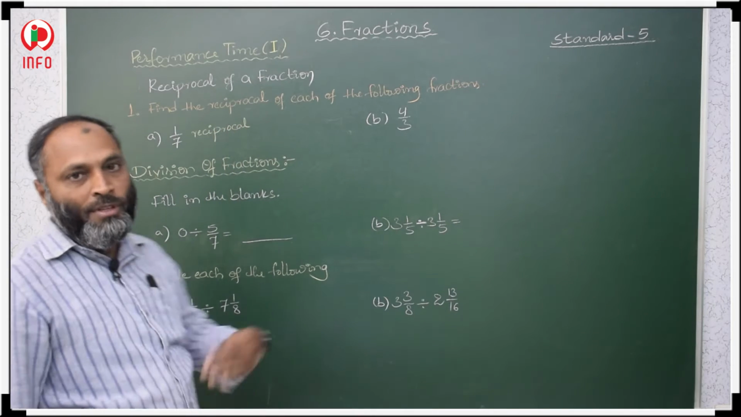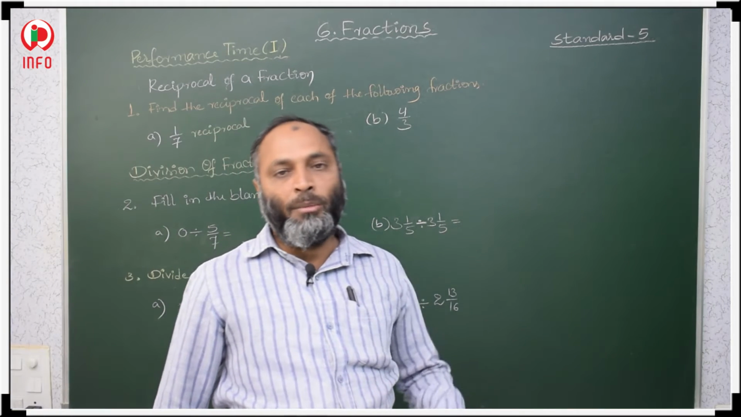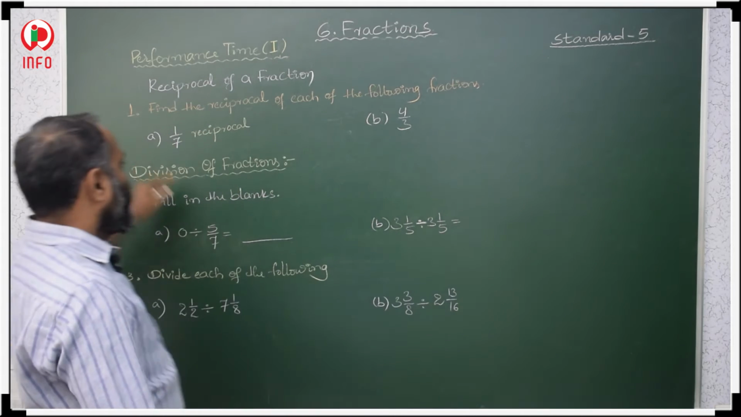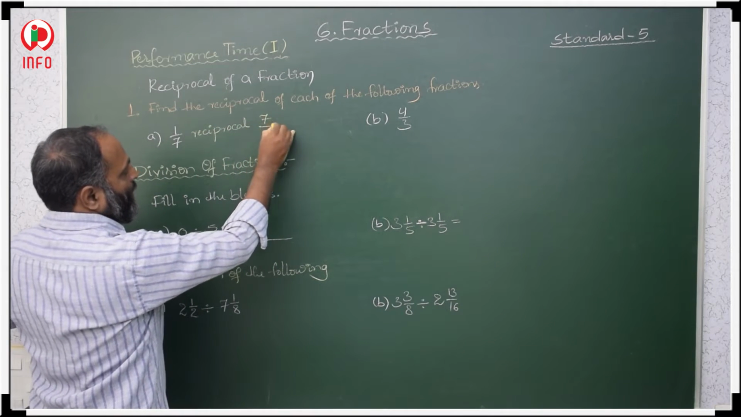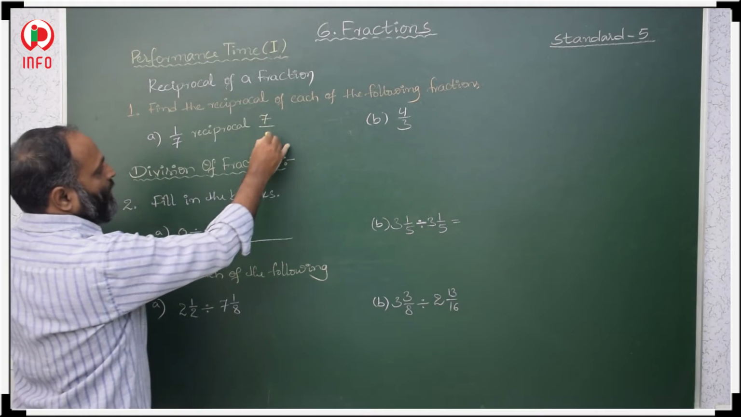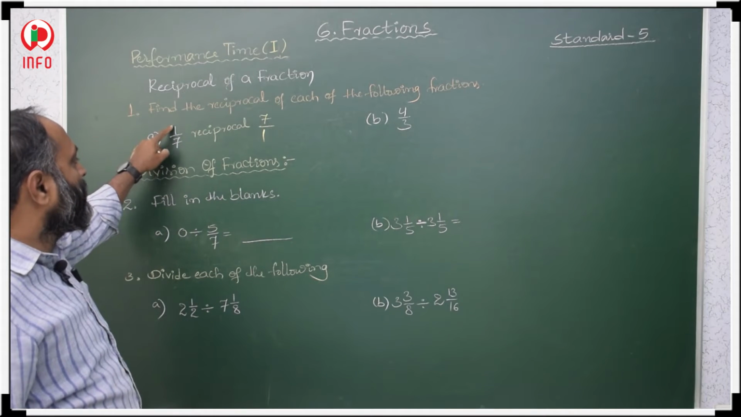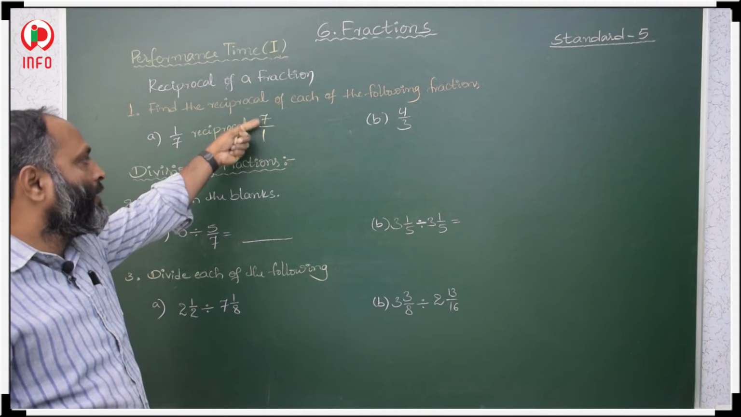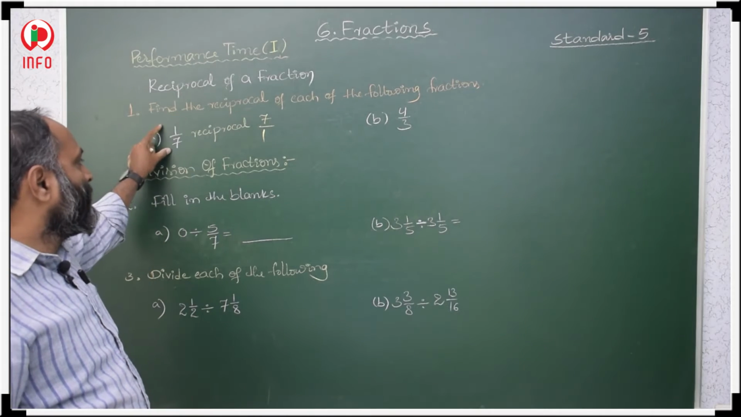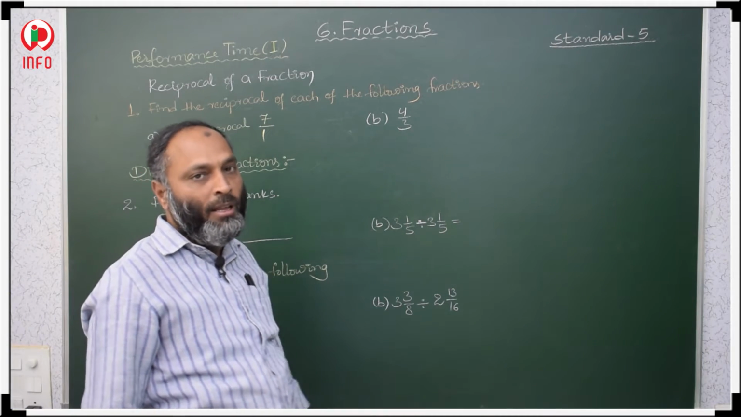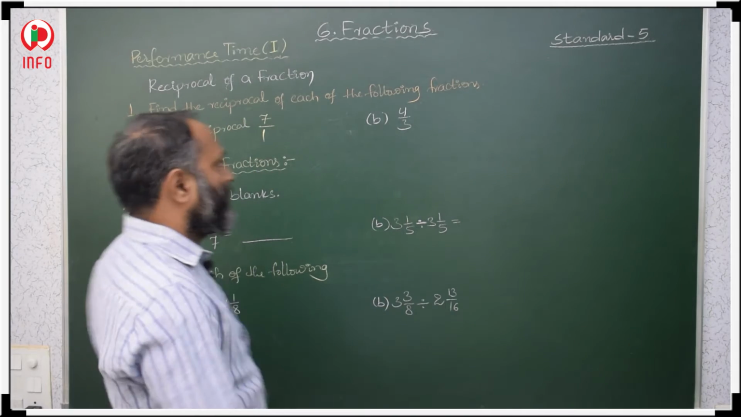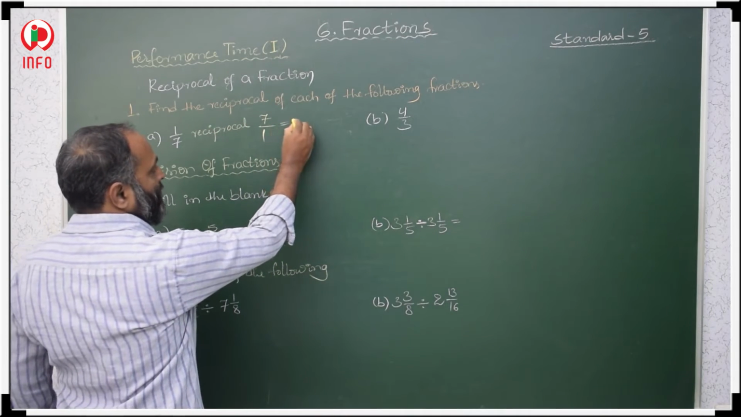Reciprocal means we have to change numerator as denominator and denominator as numerator. Here what is the denominator? 7. So we have to write it in the numerator. And what is there in the numerator? 1, that we have to take in the denominator. So 1 by 7 reciprocal is 7 by 1. So we have to change numerator as denominator and denominator as numerator, that is 7 by 1, which means 7 simply.